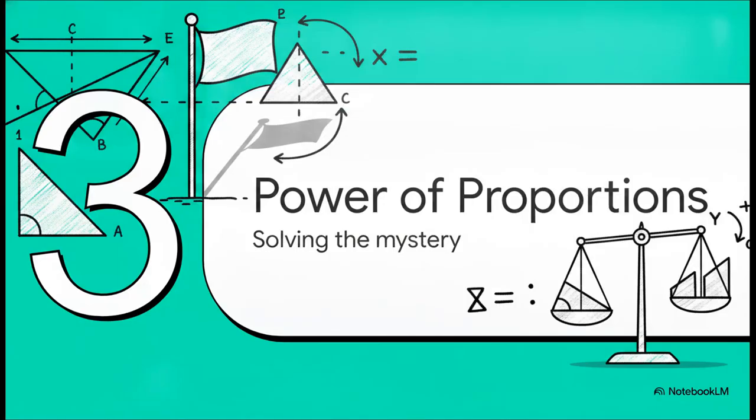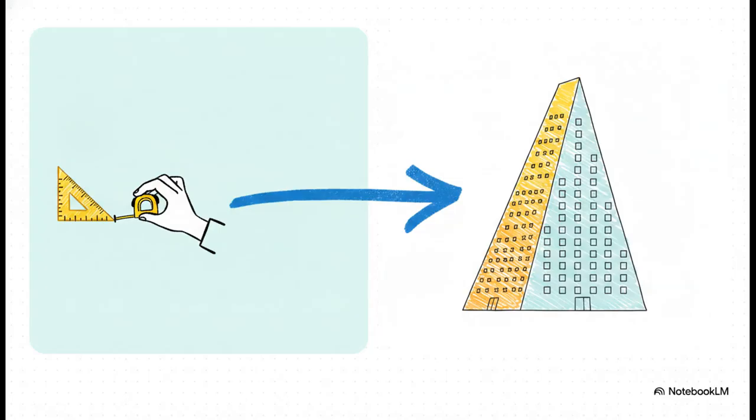Section 3. The power of proportions. Now that we have our geometric segments defined, we need the mathematical engine that's going to help us solve our mystery. A proportion is simply an equation stating that two ratios are equivalent. Grade 8 standards heavily emphasize using similar triangles to explain proportional relationships. If we have two similar triangles, their corresponding sides are proportional.